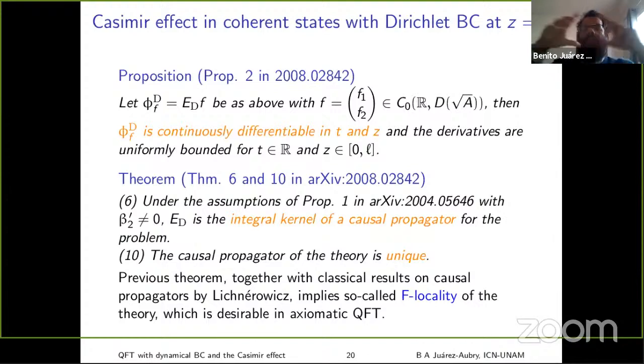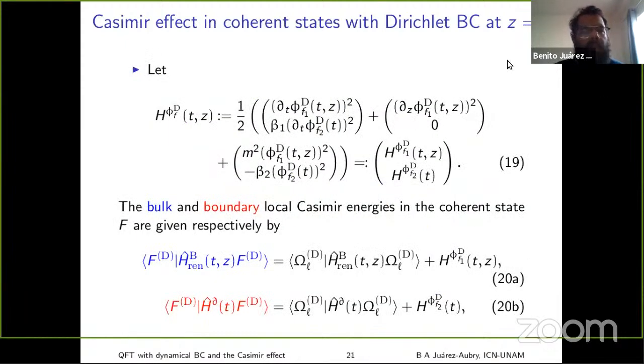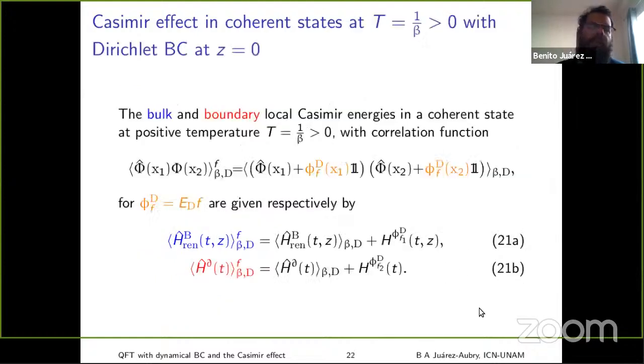I cannot perceive the effects of the wall sufficiently far away. Okay, so now I can define the classical energy, the energy associated to these classical solutions, just in the standard way, and I can do it for the bulk and the boundary contributions. And we find in our papers that, as expected, the energy in the coherent states is nothing but the energy of the vacuum plus the energy of the classical solutions, both for the bulk and the boundary.